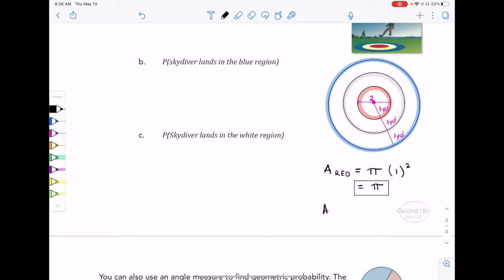Next, let's find the area of the gray circle. This is going to be pi times the radius squared. Well, the radius of the gray circle is 2 yards, because remember, the gray circle is this entire circle. All right, I know the red circle is inside of it, but when you're finding the area of the gray circle, you need to find the area of the entire shaded region. So to get to the center, we have 1 yard here plus 1 more yard, which gives us a radius of 2 yards. So pi times the radius of 2 squared, and this is equal to 4 pi.